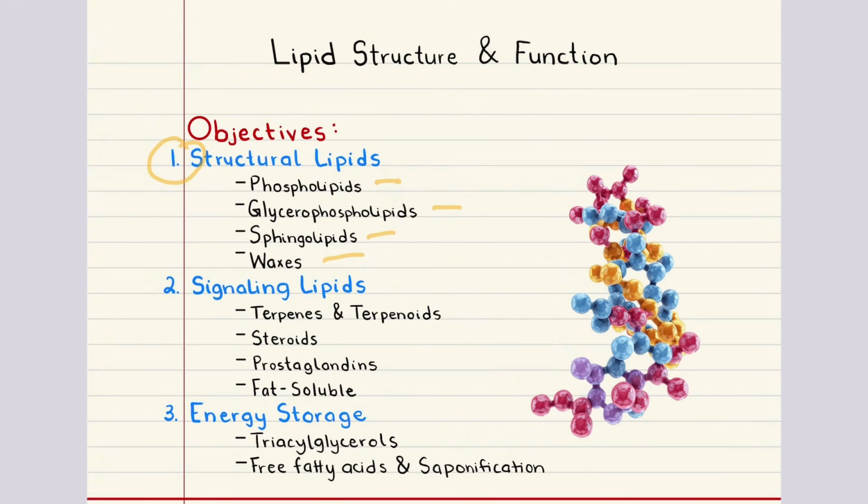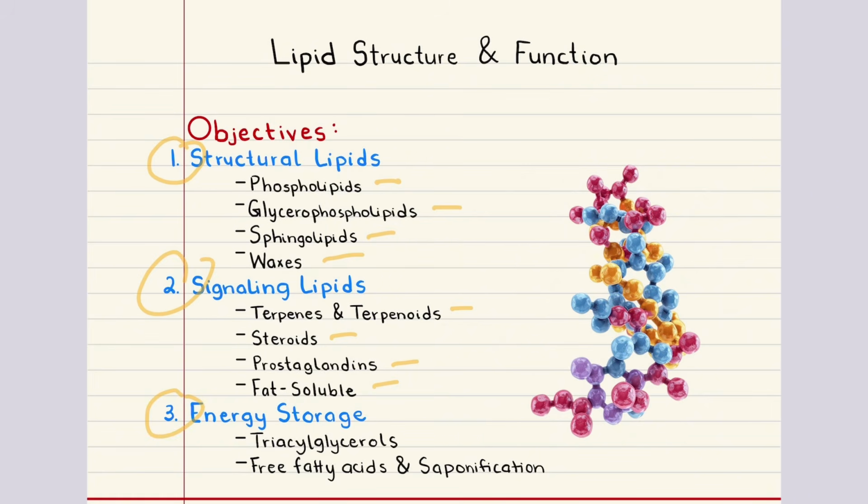Second, we're going to talk about signaling lipids. These are lipids that act as messengers in the body. And we're going to focus on terpenes and terpenoids, steroid hormones, prostaglandins, and the fat-soluble vitamins A, D, E, and K.